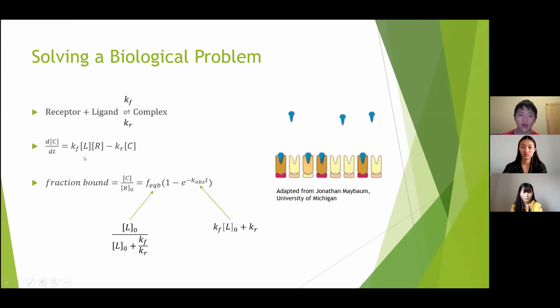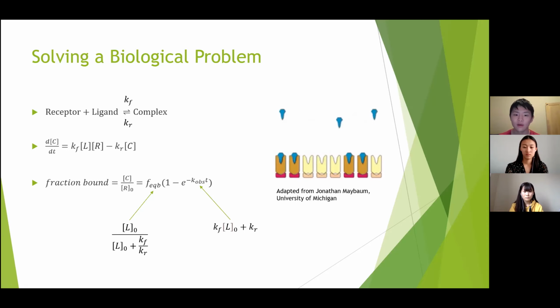And just some terminology: R naught is the starting amount of reactant, so R naught is the starting amount of receptor, so it's basically equal to the total amount of receptor you have, and same with L naught. L naught is the total amount of ligand you have, because basically you're starting with all of your ligand and all of your receptor, and you're trying to model what happens as you mix them over time.